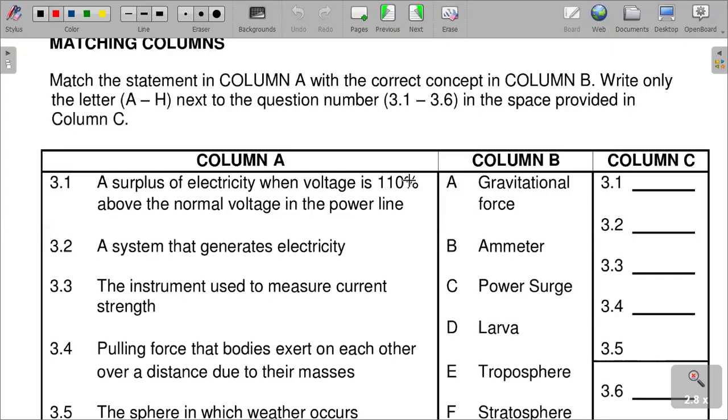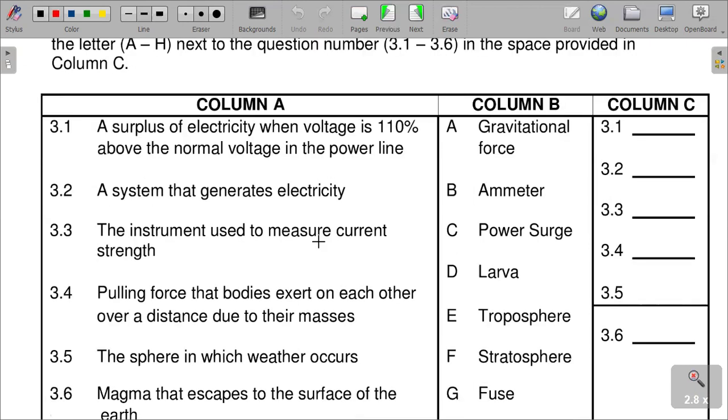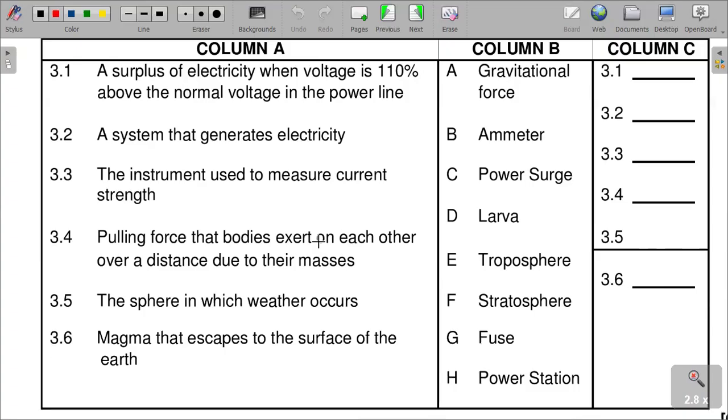So we are given a surplus of electricity when voltage is 110% above the normal voltage in the power line. What is it called? You see, of course, the table can be there, but in any case, you need to know these terminologies, so therefore you can understand them very clearly before you even read the terms that are there. You can as well know the answers in your head and then you just look for the answer on the options provided.